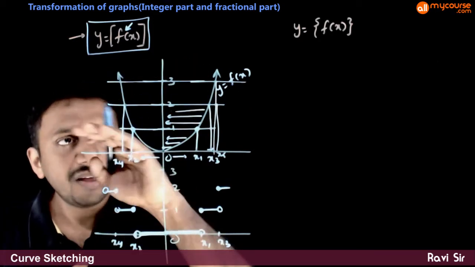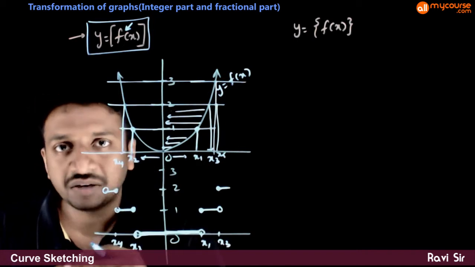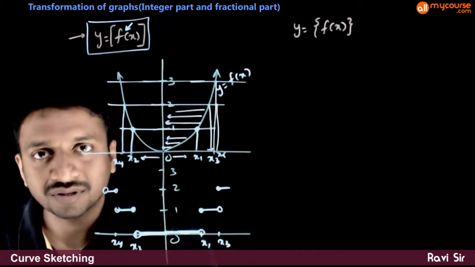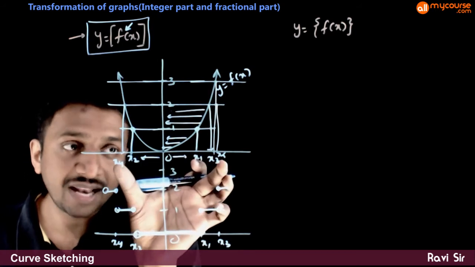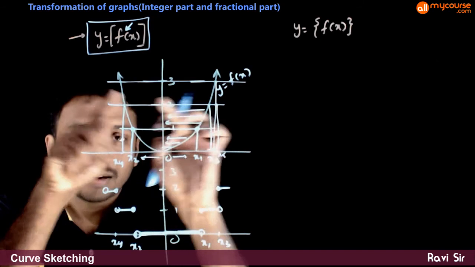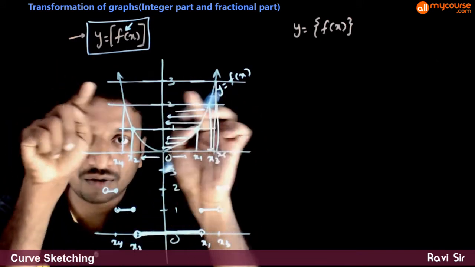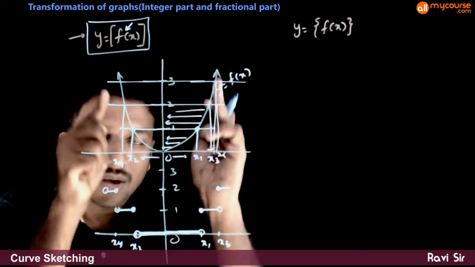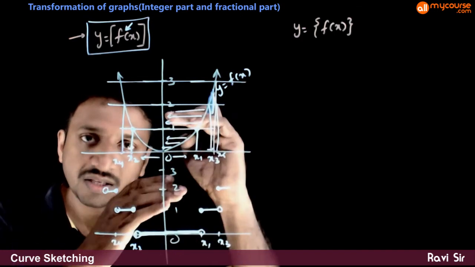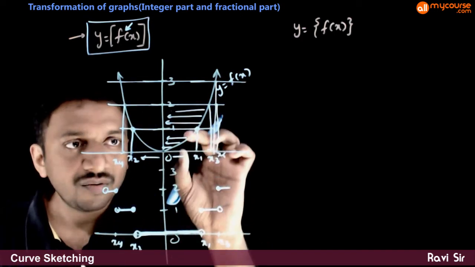The process is simple. Draw the grids corresponding to the integer values. First draw the grid corresponding to the values of y. Find the corresponding x values. And between the x values, depending on the value of f of x, just bring the values to their floor.